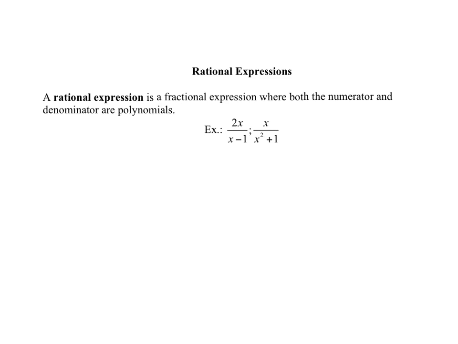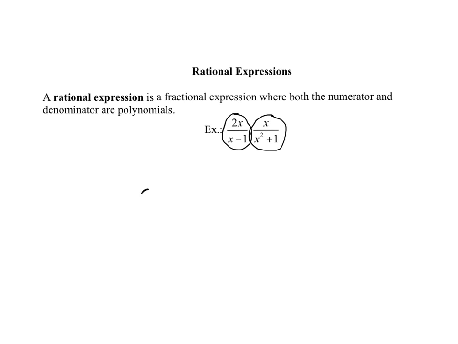Alright, now we're going to talk about rational expressions. A rational expression is a fractional expression where both the numerator and denominator are polynomials. So one example of a rational expression is 2x over x minus 1. Another one could be x over x squared plus 1. Really, it can be anything as long as it's in fraction form.